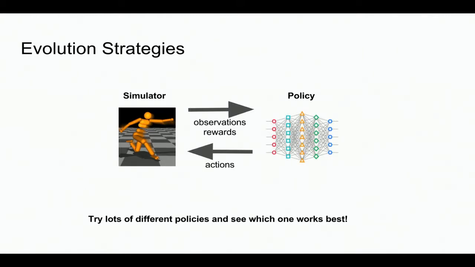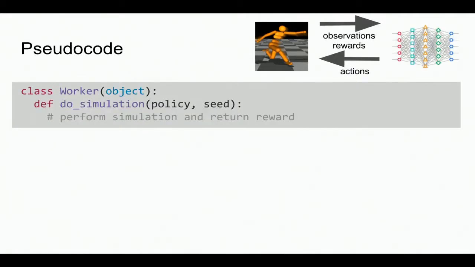These observations are then fed into a policy, which is a neural network, in this case a fully connected neural network. It then outputs actions, which are fed into the simulator. The actions in this case are torques on the joints. The general idea of the algorithm is just to try lots of different policies and see which one works best. Here's a bit of pseudocode for how you would implement that using serial Python.